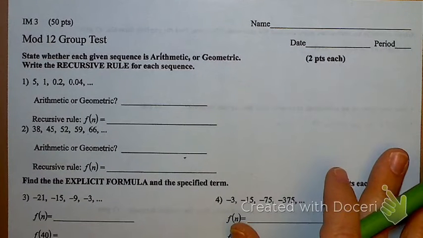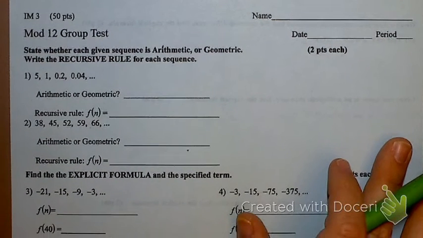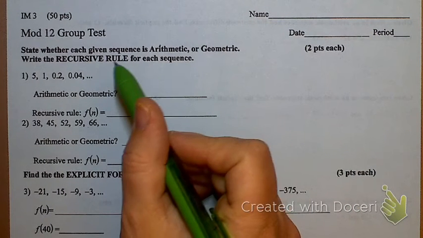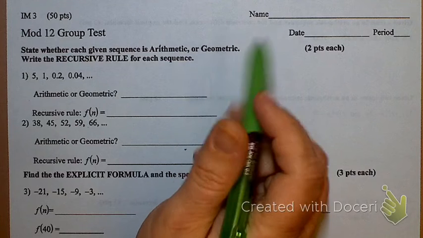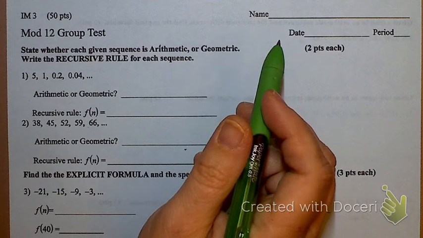Here we go. Mod 12 group test. All right. State whether each given sequence is arithmetic or geometric. Notice there's not the option of neither. It's either arithmetic or geometric.